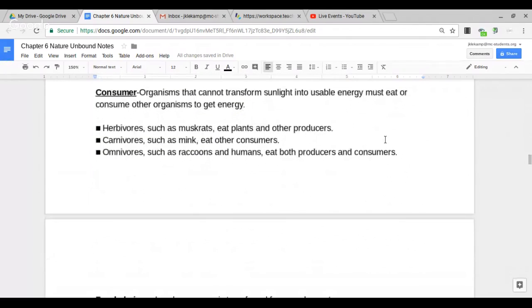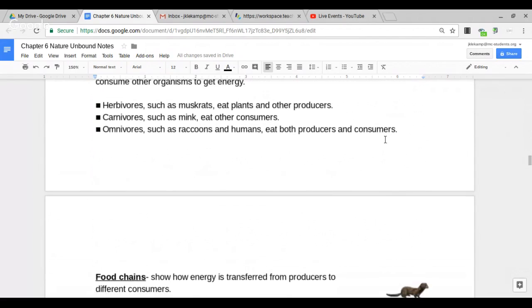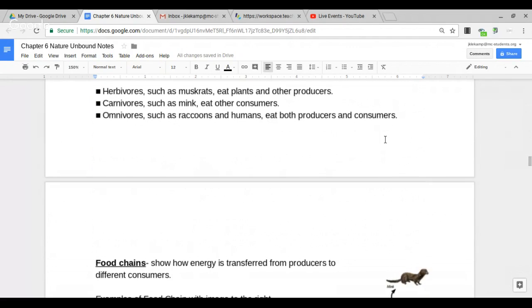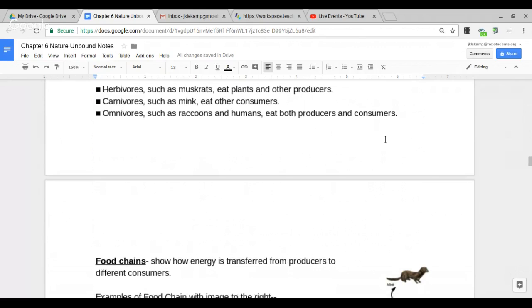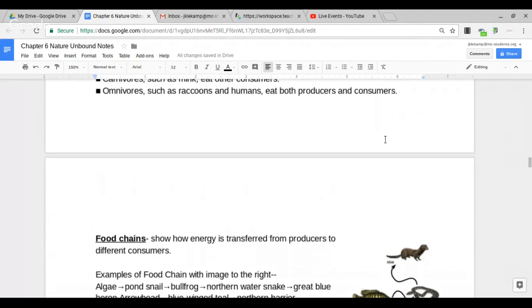From a producer, we go to consumers. Consumers do not have the ability to create their own food, so they must consume energy. We have three different types: herbivores, carnivores, and omnivores. Herbivores eat plants and other producers only. Carnivores are going to eat consumers only, so they're going to eat meat only. And omnivores eat both producers and consumers, so they'll eat plants and animals.